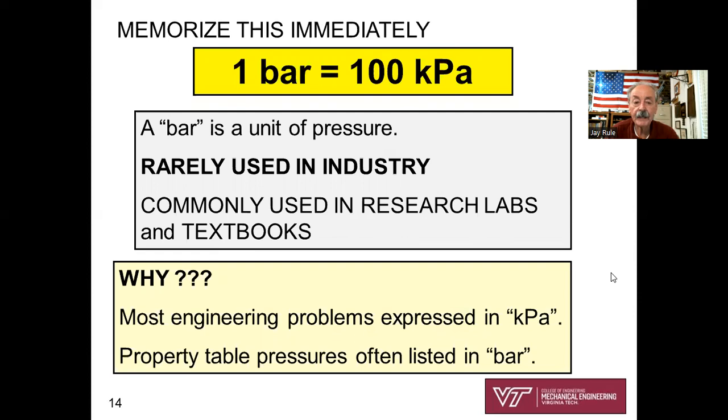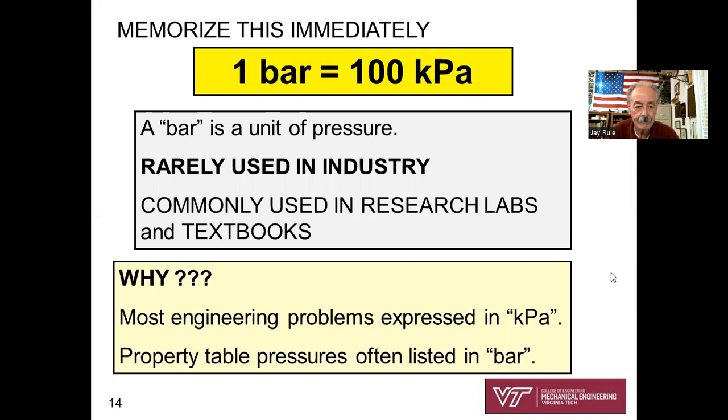I want to recommend that you learn this, put this in your memory bank immediately. 1 bar equals 100 kPa. Put that in your memory bank. 1 bar is 100 kPa. A bar is a unit of pressure. It is rarely used in industry. In 35 years of working in industry, I might have used bars of pressure once or twice when I was having to look up something in a book or something like that.